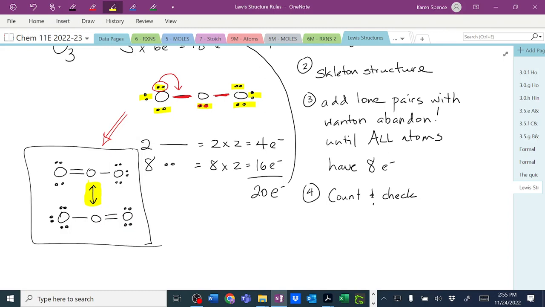Next week we'll do odd numbers, we'll do multiple central atoms, and we'll do expanded octets, and then we'll be done.